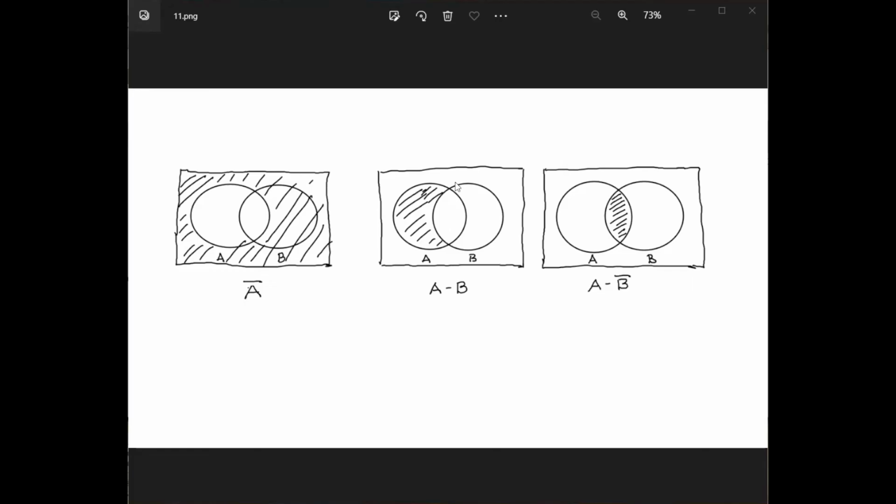And A minus B complement would be everything in A that is not in the complement of B. So everything in A that is not in the complement. The moon over here is in the complement of B. So A minus B complement would be the intersection.